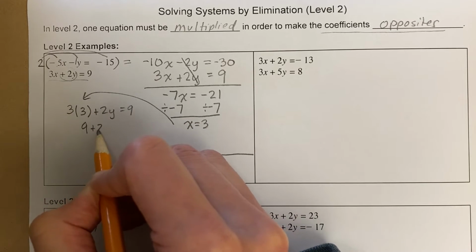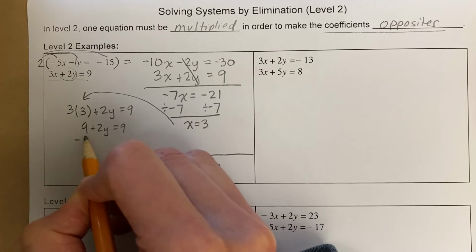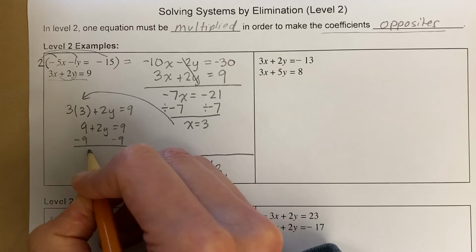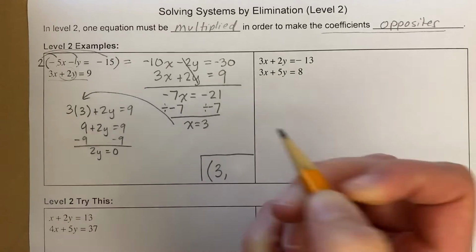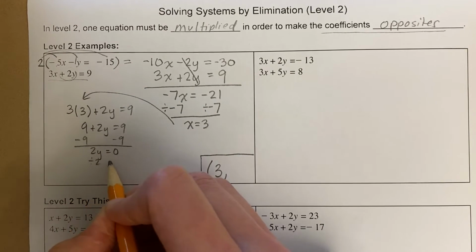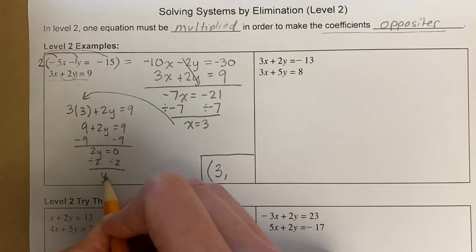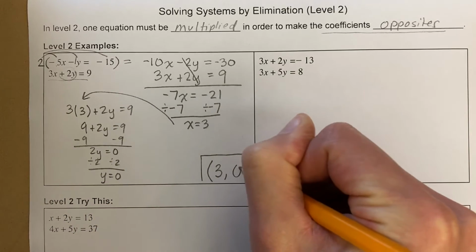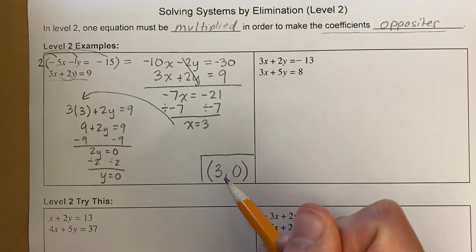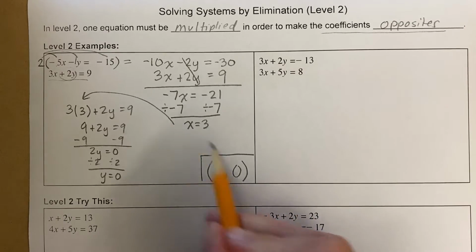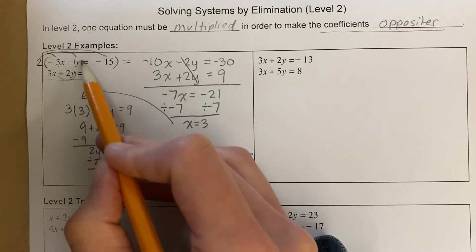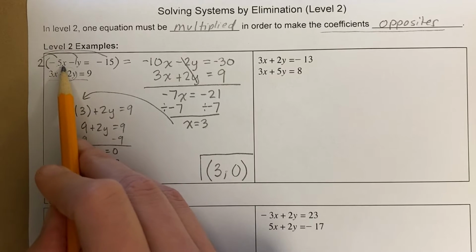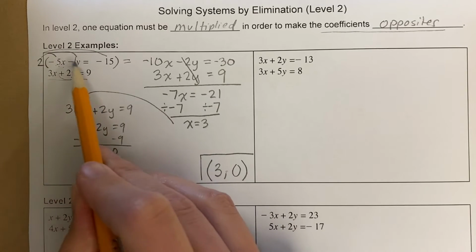This becomes 9 plus 2y equals 9. When I subtract 9 from both sides, I get 2y equals 0. And so what I'm doing here when I solve is dividing by 2, and I get that y equals 0. Right? And then let's check in our heads. My x value is 3, my y value is 0. So negative 5 times 3 is negative 15, and then minus 0.